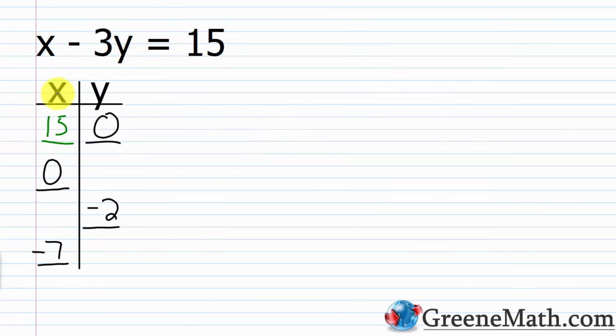All right, so now I'm given an x value of 0. So I'm going to plug a 0 in for x. So instead of x minus 3y equals 15, I'm going to put 0 minus 3y equals 15. Really, the 0 out in front doesn't do anything, so I can just get rid of it. And I'm left with negative 3y equals 15.